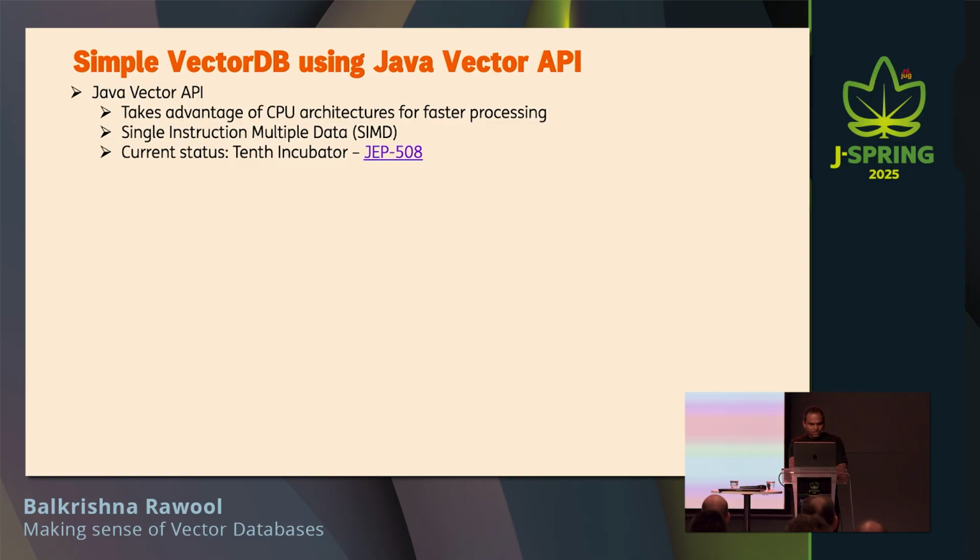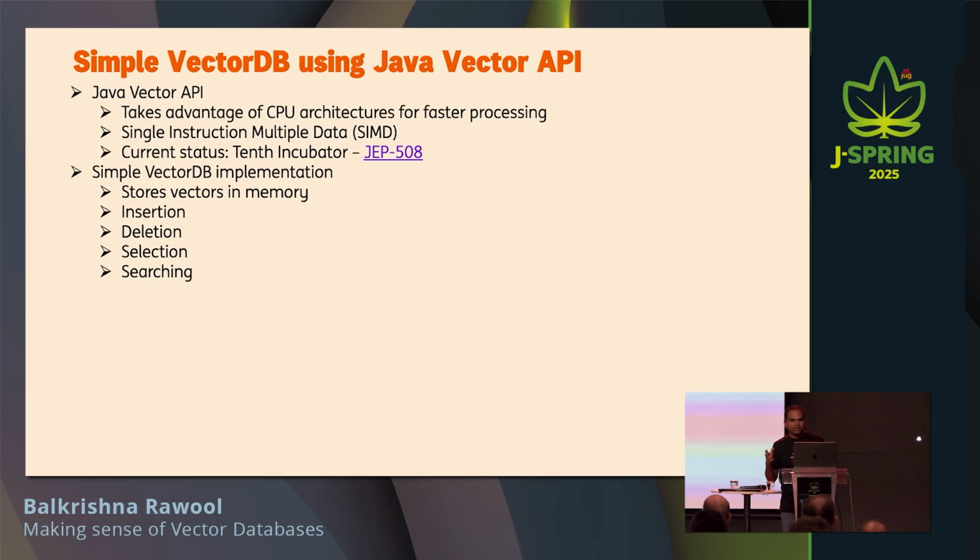Now, what we will do is we will create a simple VectorDB implementation which will store vectors in memory. Also, it will allow us to do insertion, deletion, selection, and searching by using Java's Vector API. We'll see how we can do that.